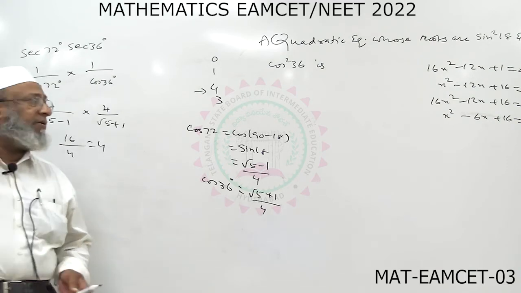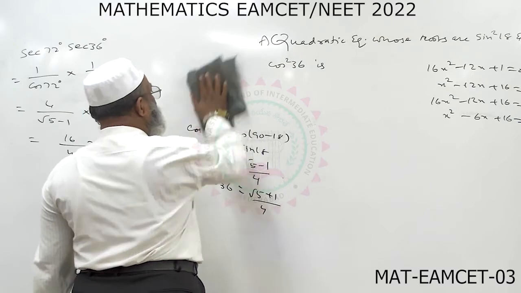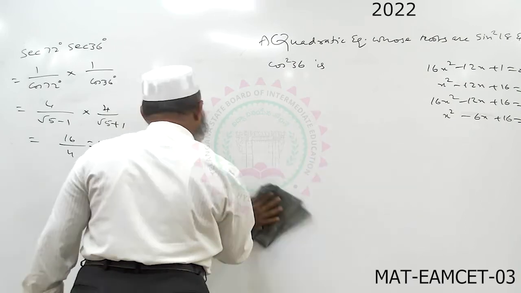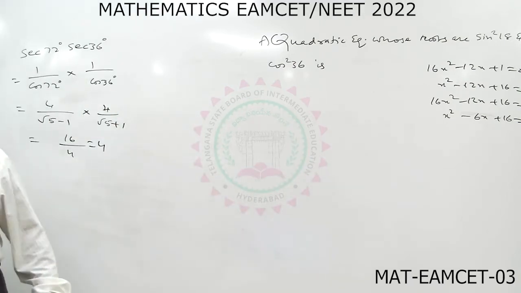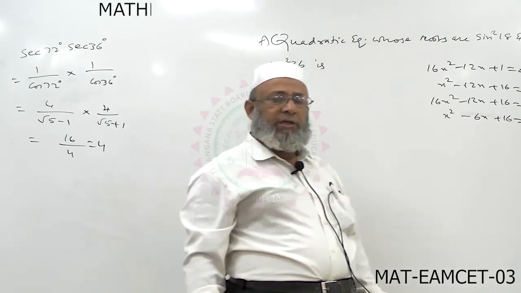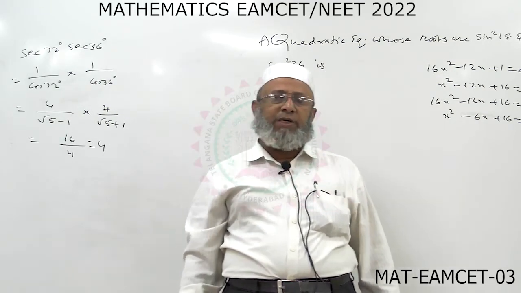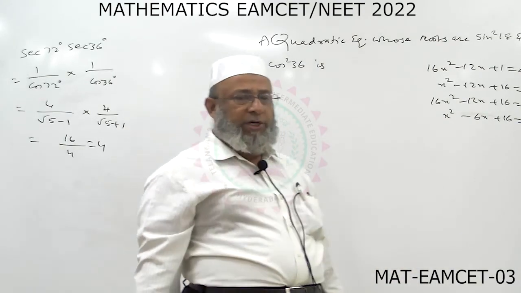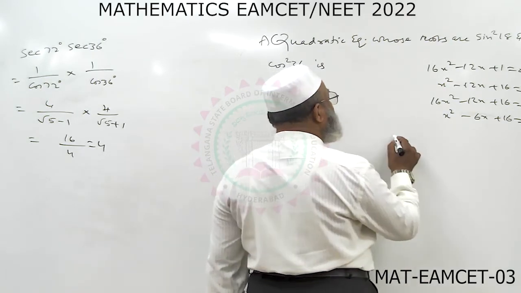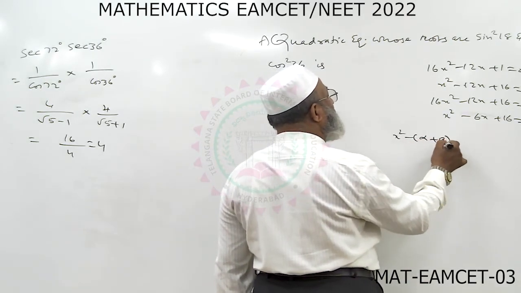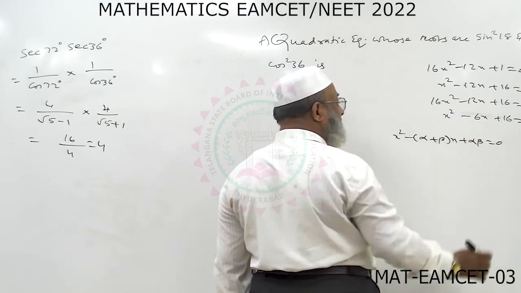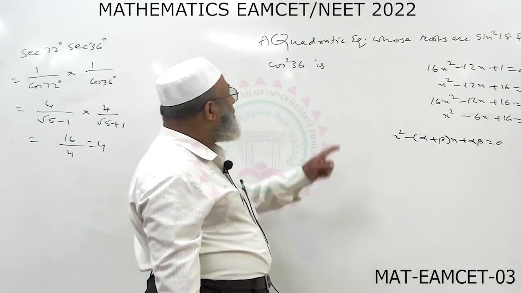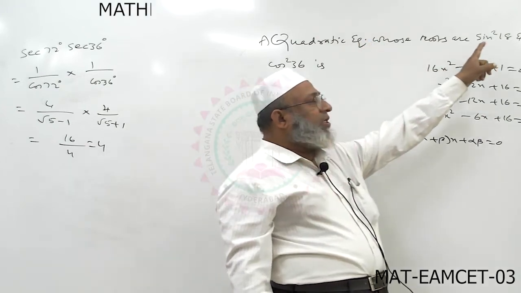By listening to the word quadratic equation, you must recall the formula for how to frame a quadratic equation. We have already studied this in second year in the chapter quadratic equation. If alpha and beta are the roots of a quadratic equation, then the quadratic equation is x square minus sum of the roots into x plus product of the roots is equal to 0. This is the formula to find a quadratic equation. Okay. Now, what he says, a quadratic equation whose roots are sin square 18 and cos square 36.